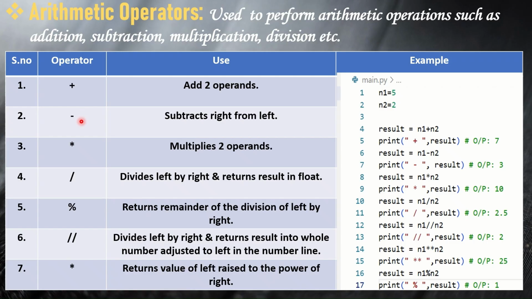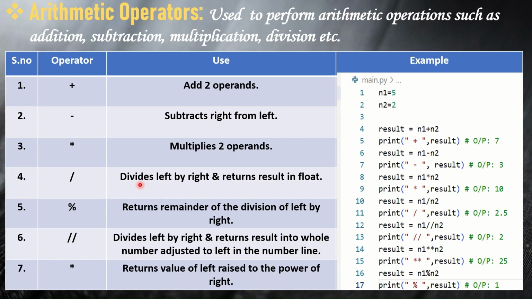Next we have the minus arithmetic operator that performs the subtraction of the right operand from the left operand. So here n1 minus n2. It performs the subtraction and results in the value 3. Here we have the multiplication arithmetic operator that multiplies both left and right hand operands. And n1 into n2 results in the value 10.